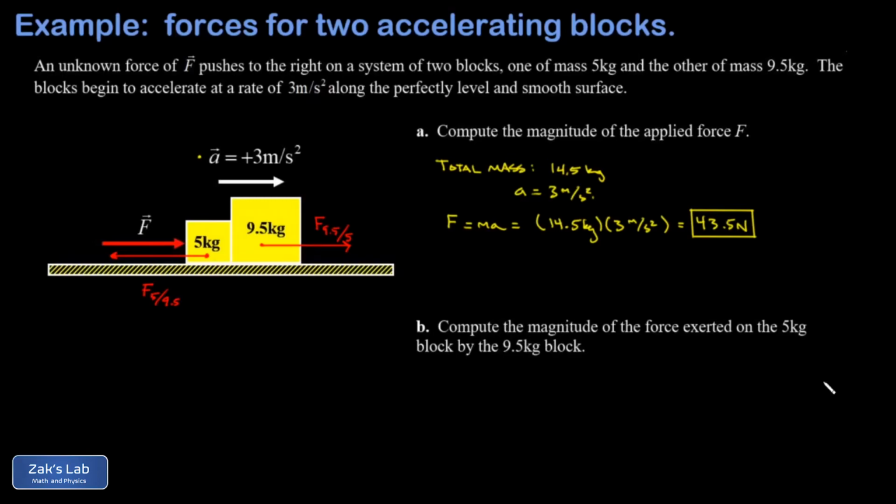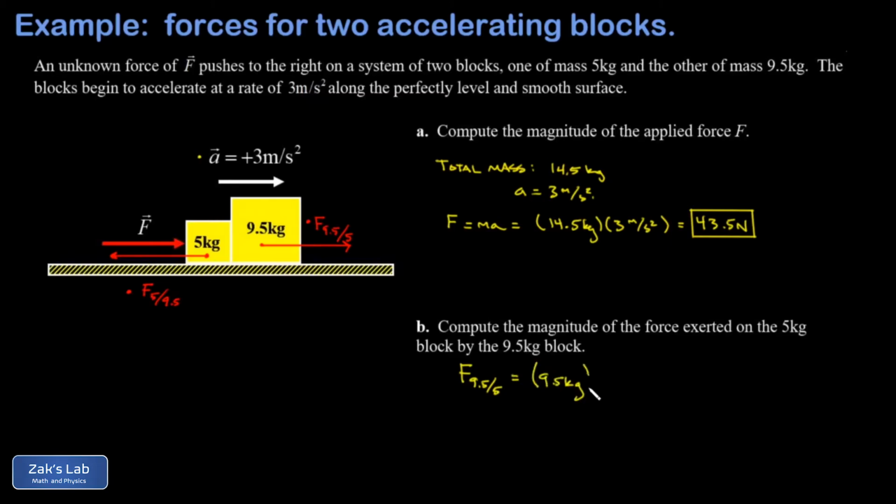What we're asked for in part B is the magnitude of the force exerted on the 5 by the 9.5. So it's the one on the left here. But the easiest one to access is the one on the right. I can quickly compute the force felt by the 9.5 kilogram block just by looking at its mass and how fast it's accelerating. So the force felt by the 9.5, exerted by the 5.